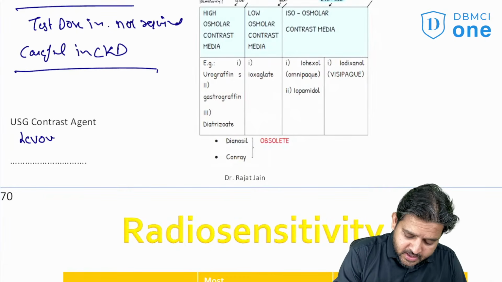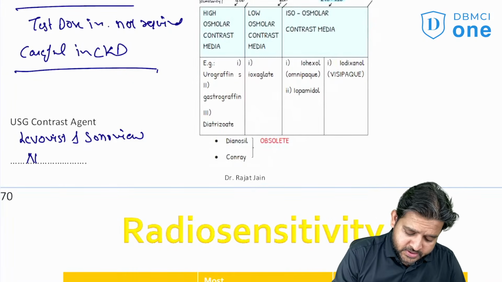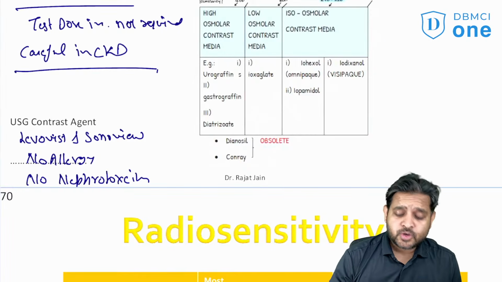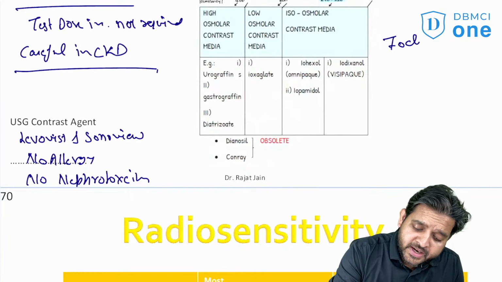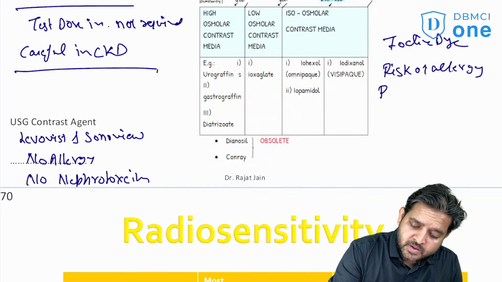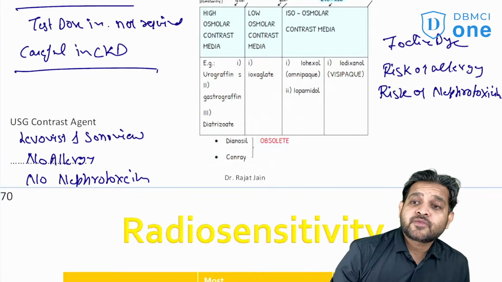Ultrasound contrast agents are Levovist and Sonovue. Right? No allergy, no nephrotoxicity. And then you have got iodine dye. Iodine dye: risk of allergy, risk of nephrotoxicity. Both things. Risk of allergy, risk of nephrotoxicity.